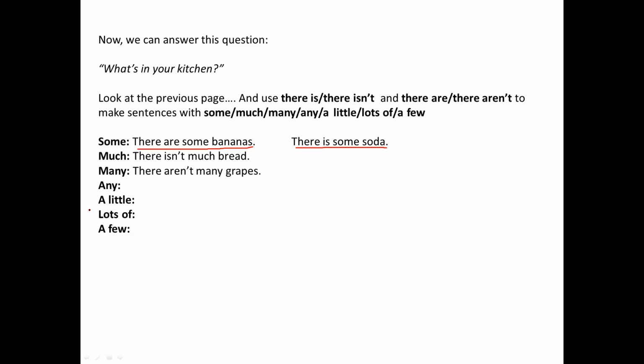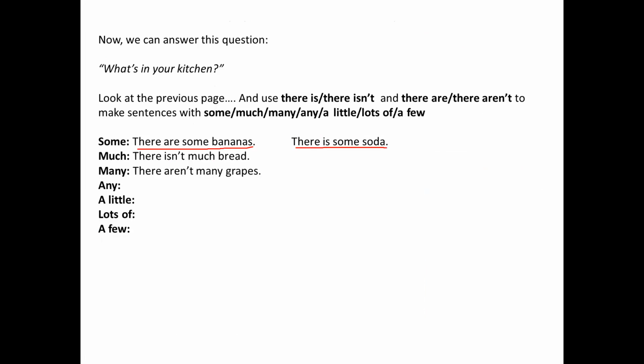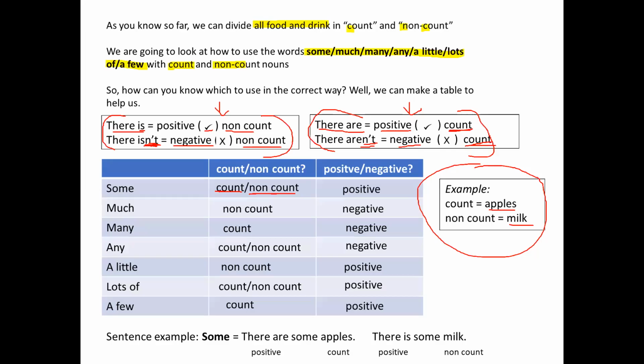Okay, let's look at the answers. Don't worry, if you haven't finished, of course, you can go back and pause. So remember, you need to look here at the blue box and then the 2 boxes above. So any, we know any is count and non-count.